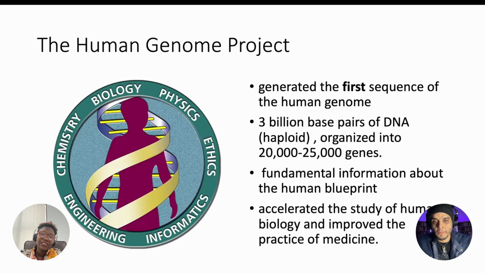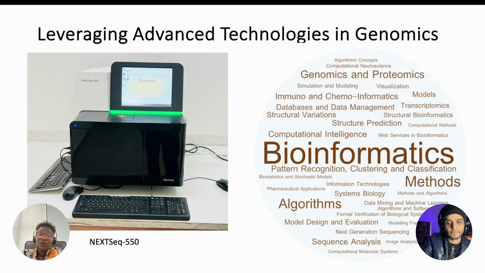It significantly accelerated the study of human biology and improved the practice of medicine. It took several years, many labs over 13 countries, and the first drug came out in 2003. And for the first time, we actually knew roughly how many genes we had in the genome. It cost over $2.7 billion to have the first sequence. Right now, it's dropped significantly in the past 20 or so years, and you can sequence a genome for a few hundred dollars.